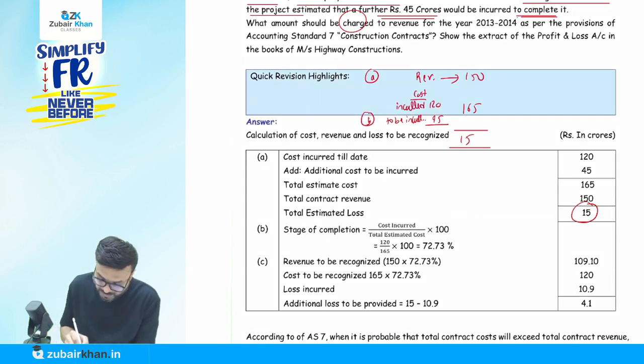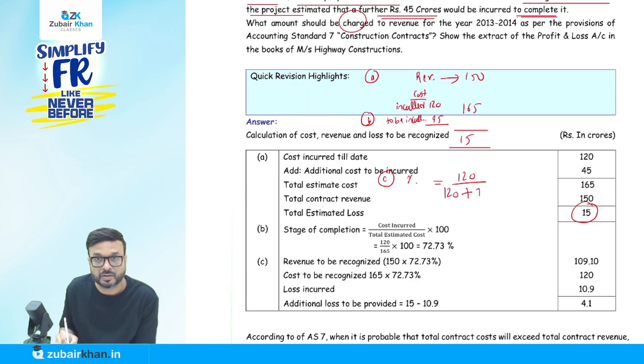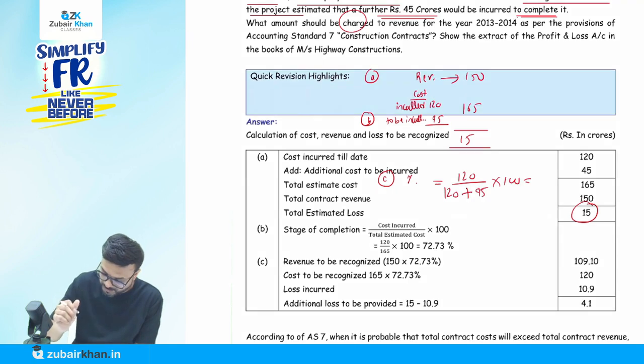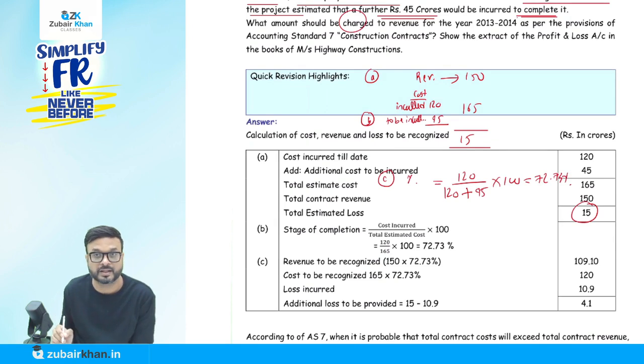Now point number 3, C, we will calculate the percentage of completion. Cost incurred till date is 120. Total cost is 120 plus further cost 45, multiplied by 100. Step number C: 120 divided by 165 multiplied by 100. That comes to 72.7273%. This much work has been completed.